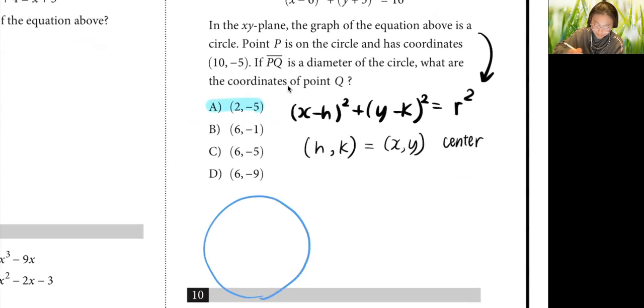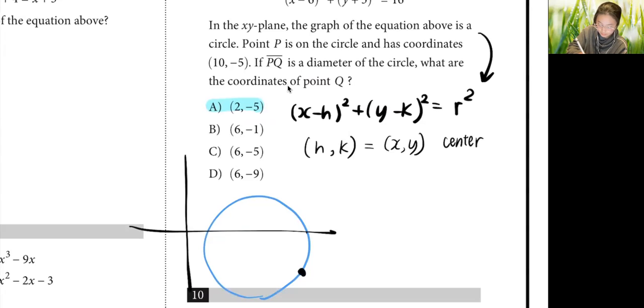So there's a circle, right? And point P lies somewhere, at 10, -5. Let's say it's here, and let's say this is 10, this is -5, right? You guys should know your coordinates by now. And PQ is a diameter of the circle. So diameter is from one end to the other, and the radius is one end to the middle. And here's the center.